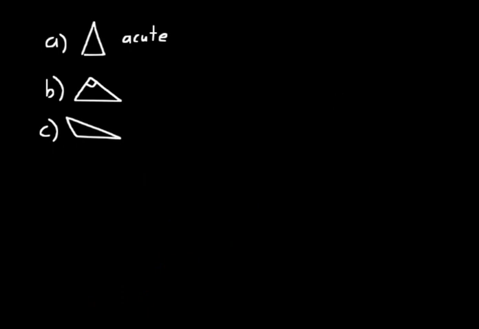On B, that would be a right triangle. Right triangles are always the easiest ones to classify, because we always know that they are, since they have that right angle box in there. If they don't have a right angle box, then they're not going to be right triangles. And then C, it's pretty easy to tell that this angle here is greater than 90, so that's an obtuse triangle.